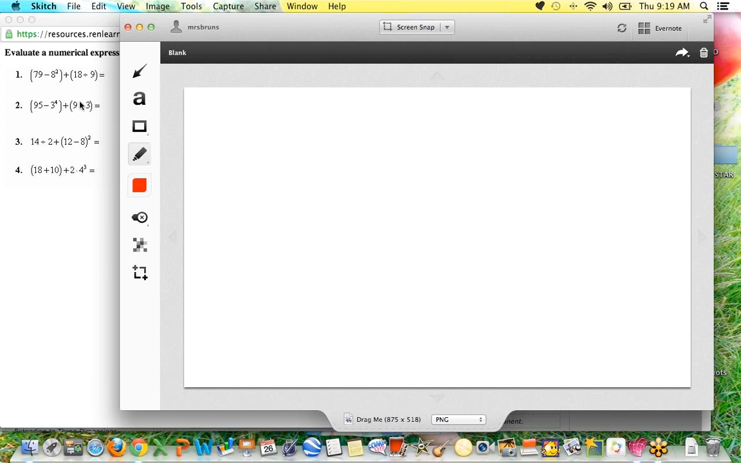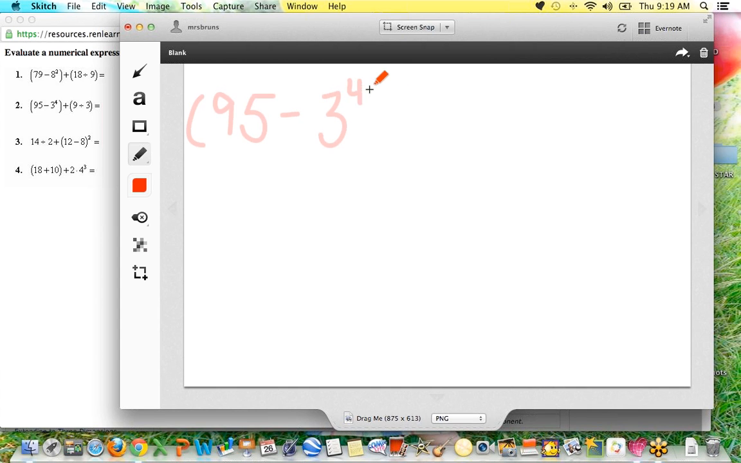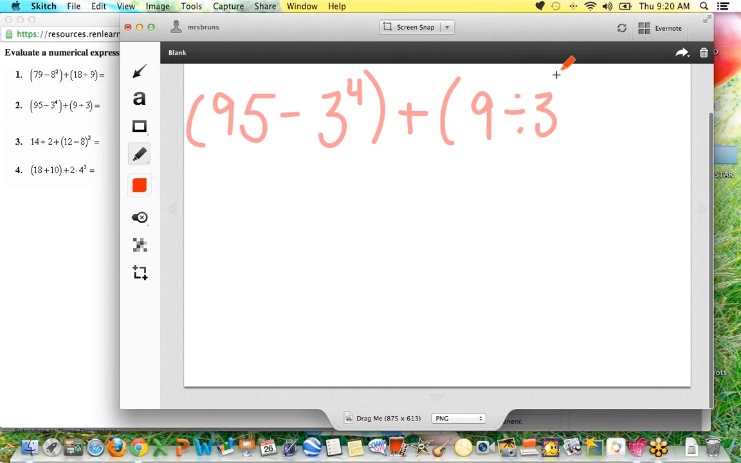Okay, so our second one, which I'm gonna let you guys try on your own, at least for a couple minutes, is parentheses 95 minus 3 to the fourth power plus 9 divided by 3. Okay, so I'll give you a couple minutes to start at least giving that a shot.